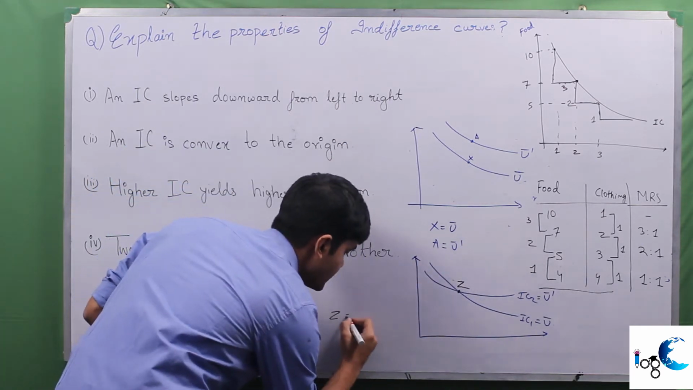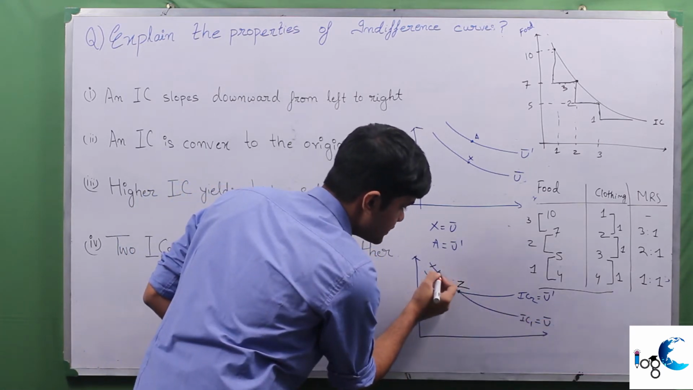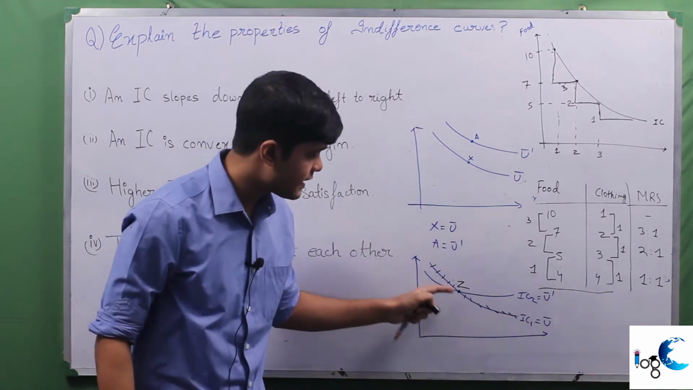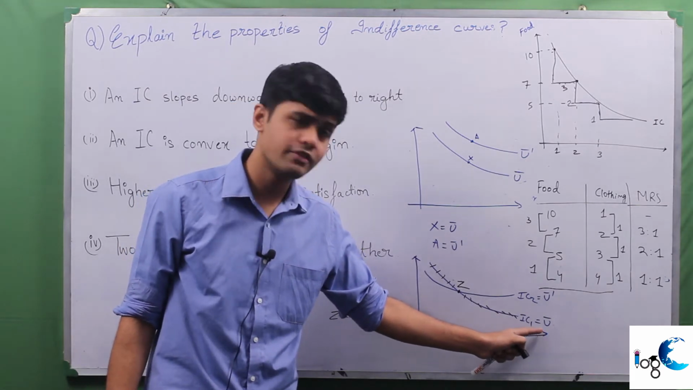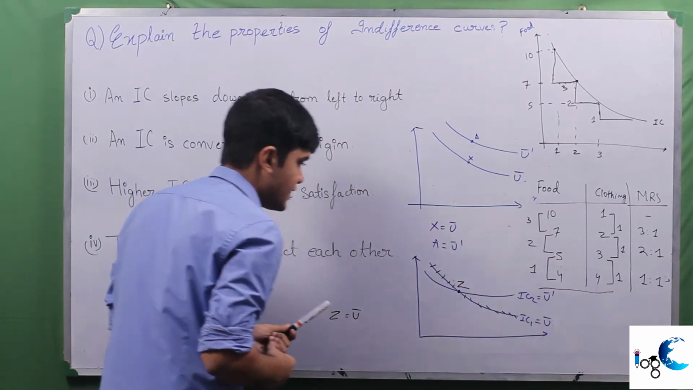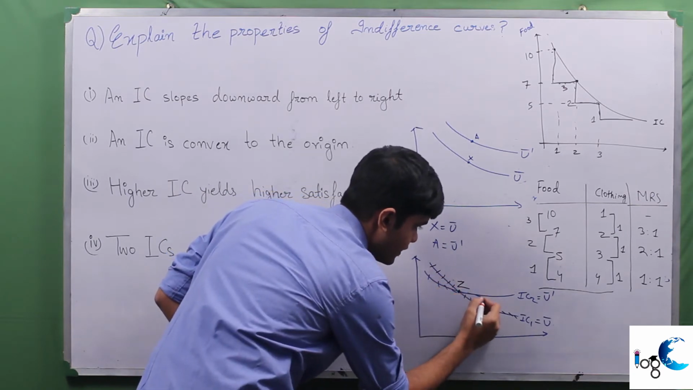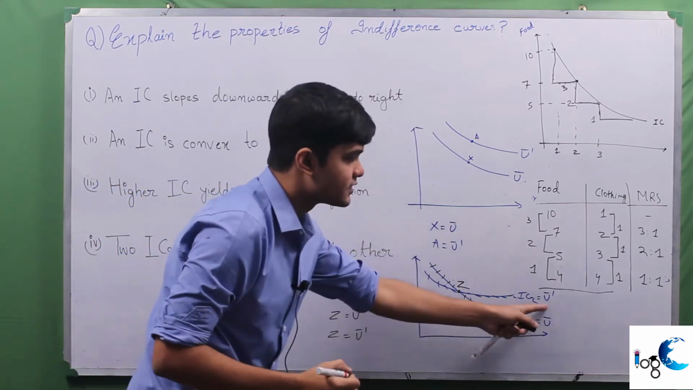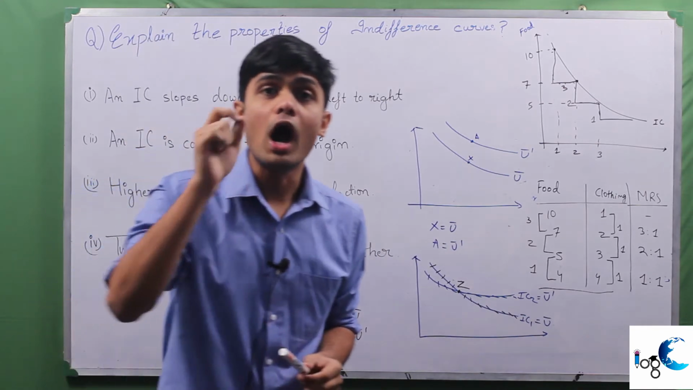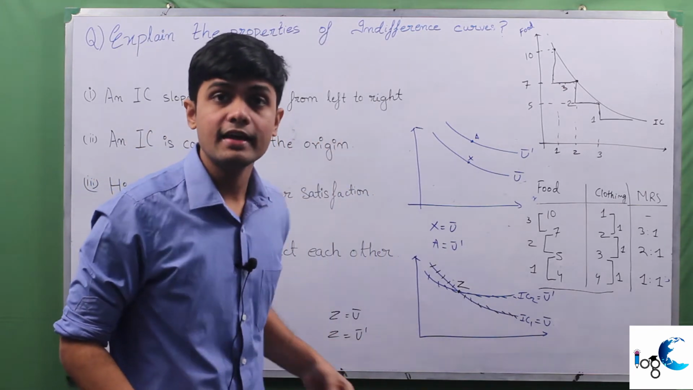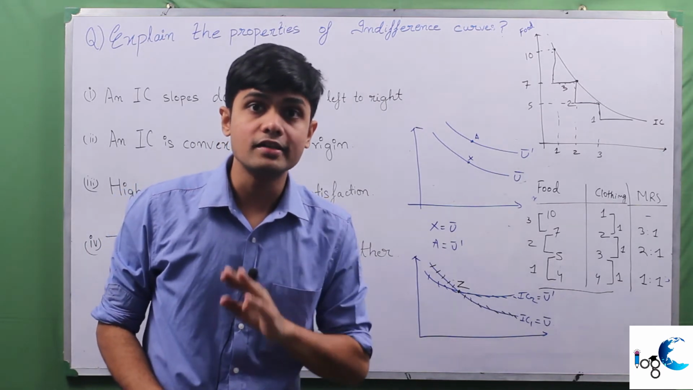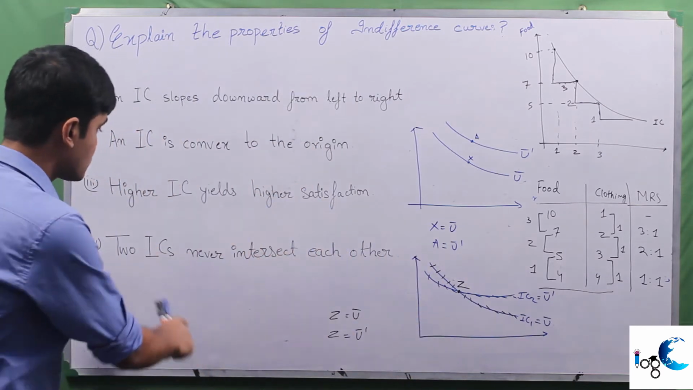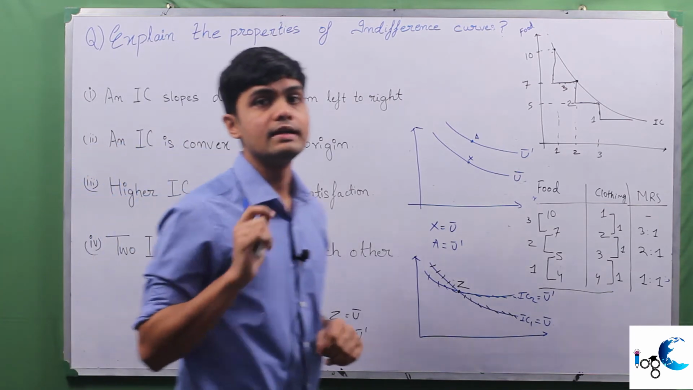Now Z will give you a satisfaction level u bar because Z lies on this indifference curve. Understandable? Also notice that Z lies on this indifference curve as well. So Z will also give you a satisfaction level u bar dash because this indifference curve gives you a satisfaction level u bar dash. So how come a combination Z gives you two different levels of satisfaction? It is not possible. It is absurd. So this is not a legitimate case. So we come back to conclude that two indifference curves never intersect each other.